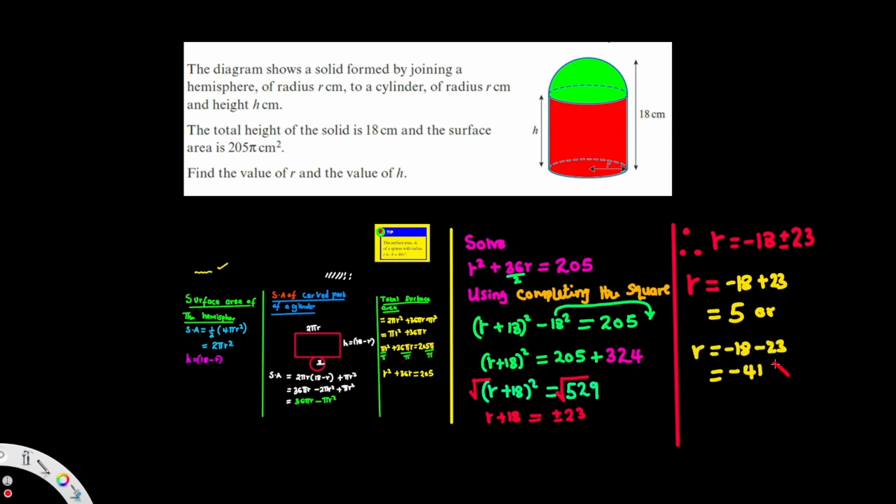And you can see now there's no way a measurement can be negative. Then it means we are going to cancel this. We are not going to use this, and we're going to consider this one. So our height is going to be 18 minus r, which is going to be 13. That's the value of h, and r is 5 for this particular question.